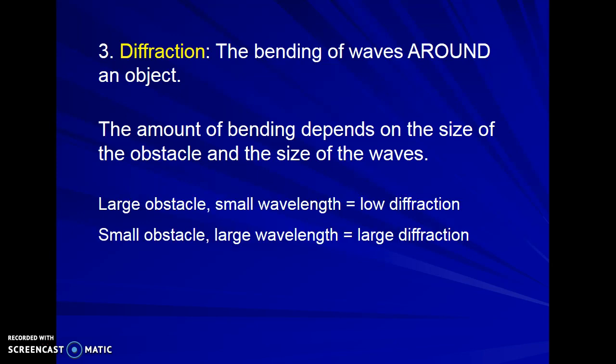Large obstacles and small waves mean low diffraction or low bending. Small obstacles and large waves mean you're going to have a large bend. Again, the best way to picture this is ocean waves coming up and hitting against a rock or a boat in the ocean. You see those waves bend around that boat or bend around that rock.